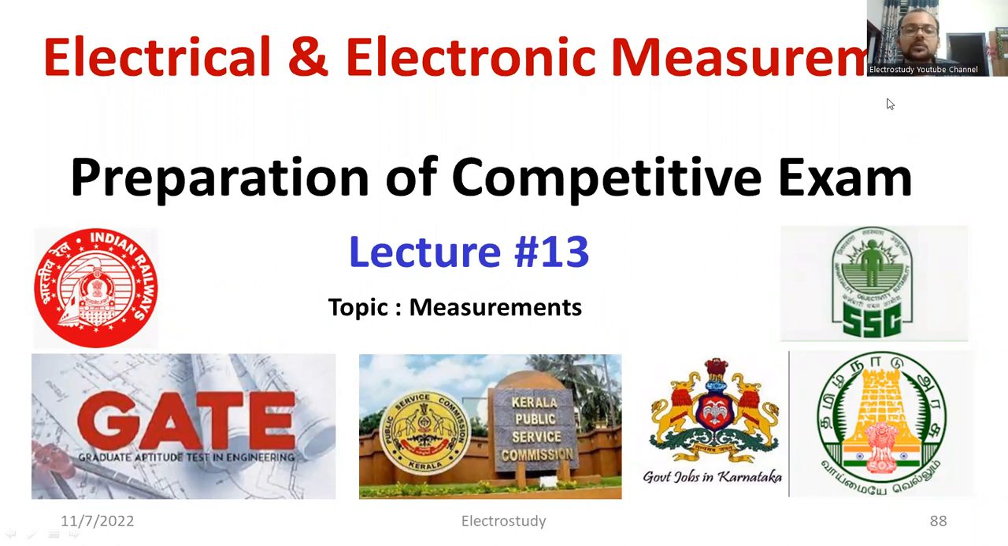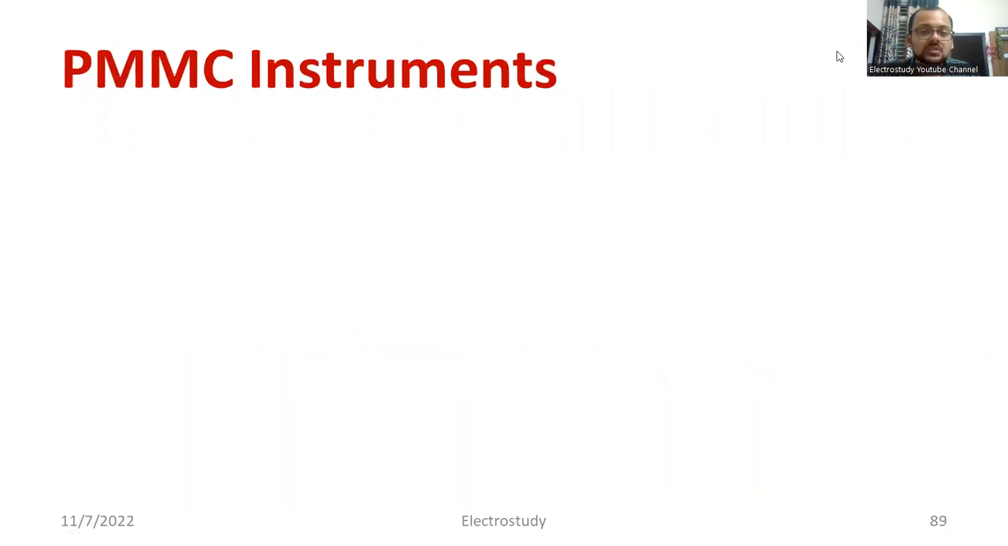In this session, I'm going to discuss important aspects from the topic measurements. I'm focusing on the permanent magnet moving coil instrument. It is also known as PMMC instrument. First of all, I would like to explain the fundamental points, which are very important from your exam point of view. Thereafter, let us solve questions based on PMMC instruments.